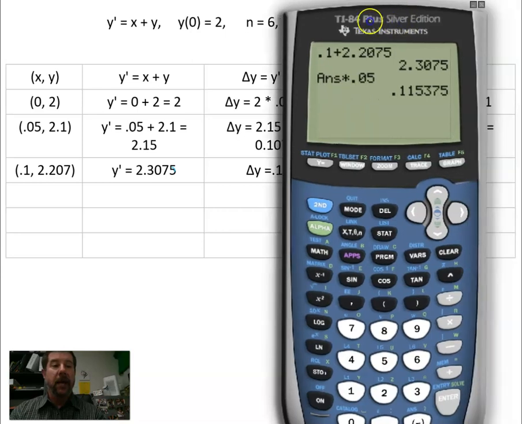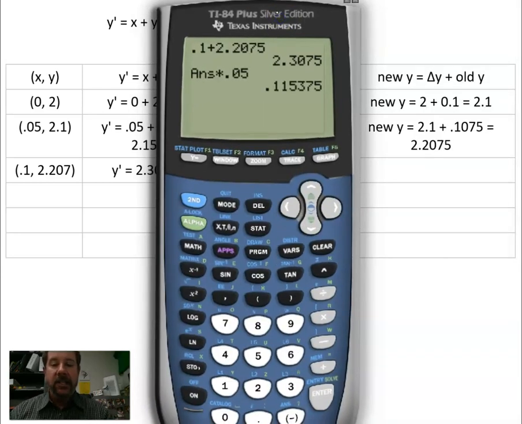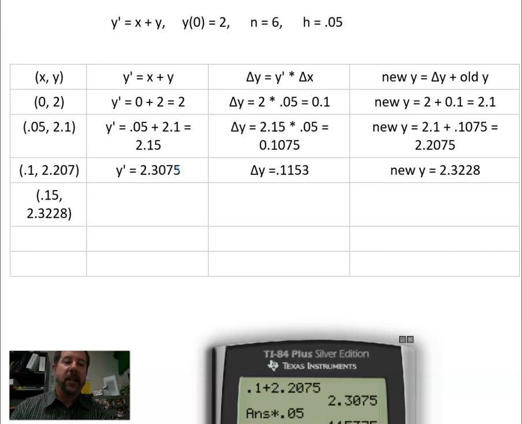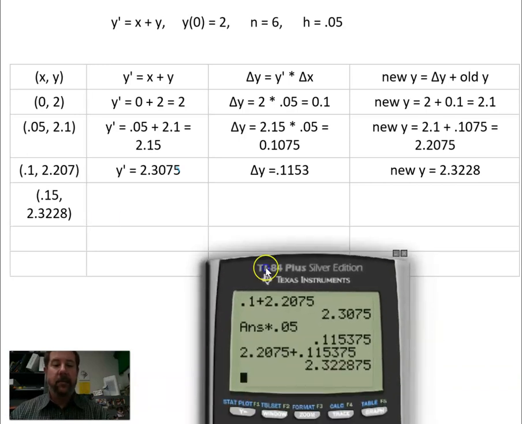Now I need to find my new y. And so again, to find the new y, sorry about the bell, what we're going to do is take our old y. Our old y was 2.2075 plus, and I just grabbed the answer from up here, that delta y, and so we get 2.3228. So now you can see when we go and get that new y, you should get like 2.3228. I don't know if we can see that on my calculator down here, but maybe there you can see it now.